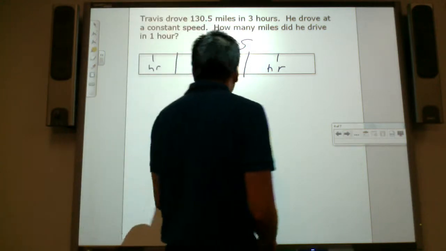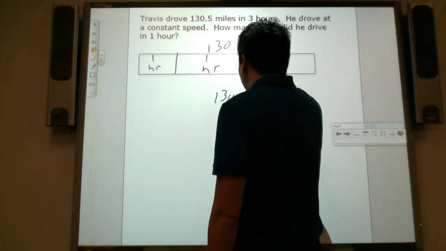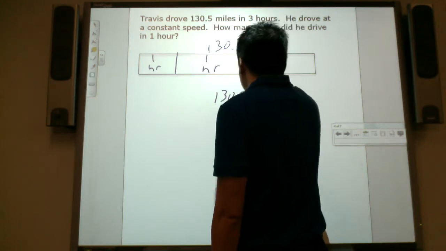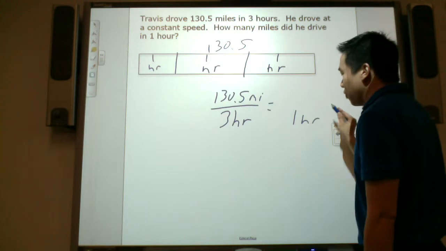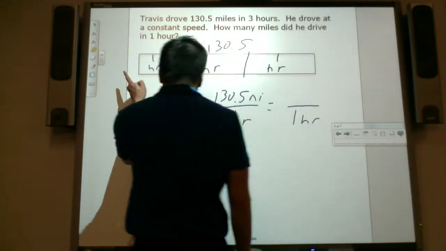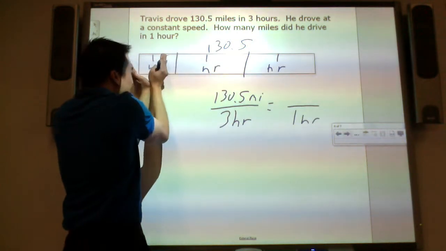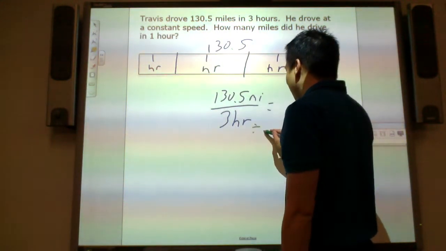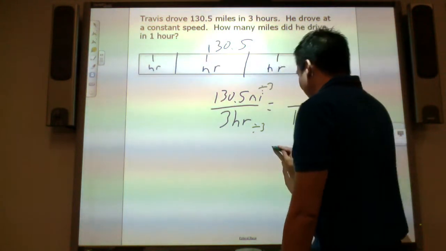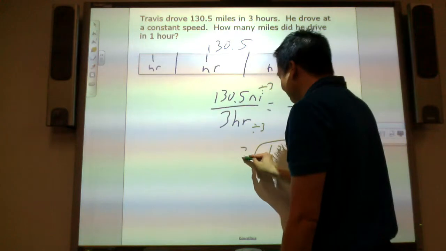So we're looking for unit rate again. So we know he drove 130.5 miles in 3 hours. I would like to know how much he drove in 1 hour. So looking at this bar diagram, there are 3 groups of hours. So I need to find each hour. So it looks like I need to divide by 3. So what's 130.5 miles divided by 3?